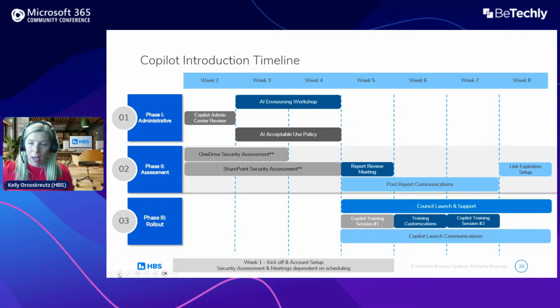In that same time frame, when we talk about phase 2, this is where we should be doing a security assessment of both our OneDrive and our SharePoint repositories. Here's why. Because people will overshare, not because they're nefarious, but because they're lazy and they're working really hard and they're just trying to go faster.